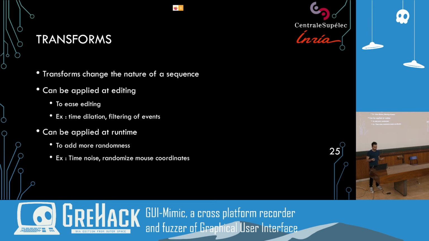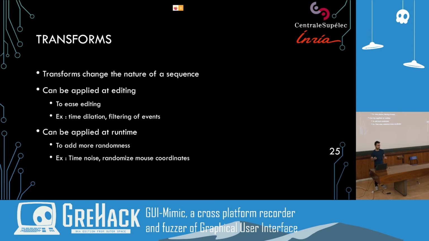I took the example of lengthening the duration of your sequence. There are much more. That was a time dilation. You can also filter some events. For example, let's say you don't want any keyboard press on a certain key, because you don't have the key, for example. And on the other hand, you can also apply a transformation at random time. The idea is that this is much more useful for random transformations.